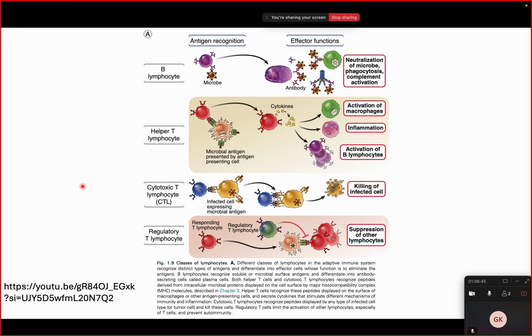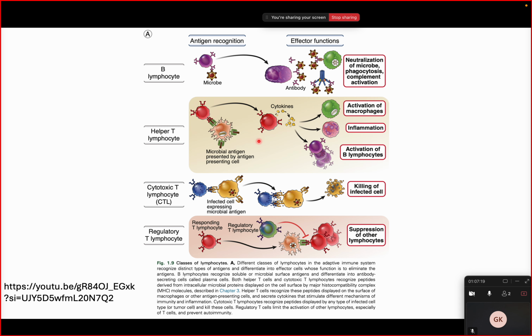In B lymphocytes, we have B cell receptors. In T lymphocytes, we have T cell receptors. T lymphocytes are generally of two types: T helper cell and cytotoxic T cell. And now you know where they are. Both of them, T helper and cytotoxic, are cell mediated adaptive immunity, but they act differently. Okay.